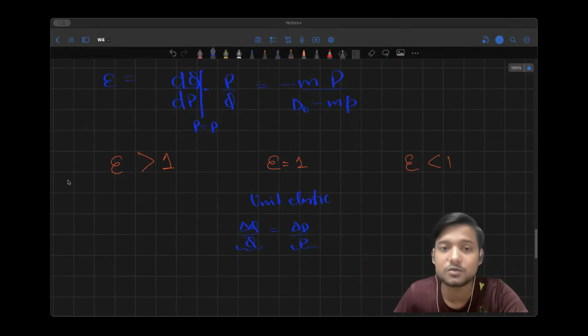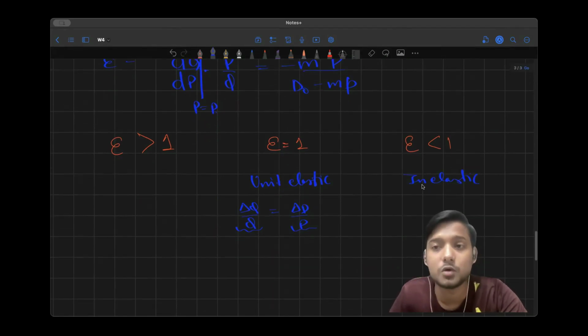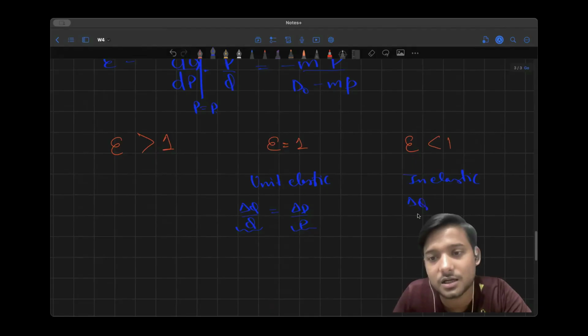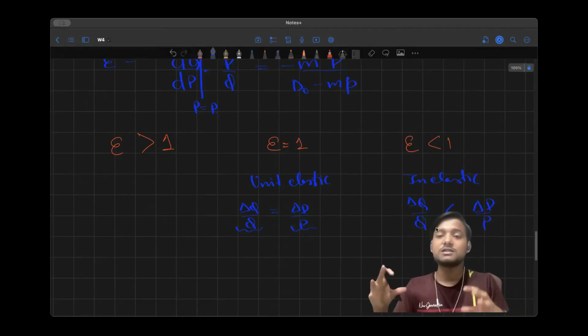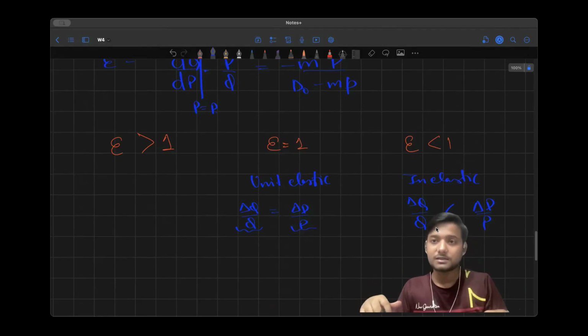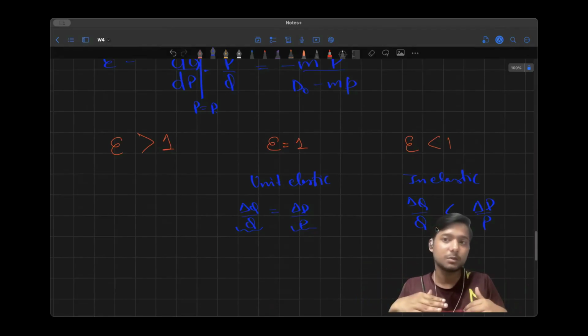Elasticity is less than 1, so it is going to be inelastic, right? What does it tell me about the good? It tells me that my delta Q by Q is less than delta P by P, or I can say my percentage change in demand is less than the percentage change in price. So if I increase price by 20%, my percentage change in demand is going to be less than 20%, if you know the fact that this good is inelastic. A very good example would be salt, right? Everyone is going to purchase salt, or let's say medicine.